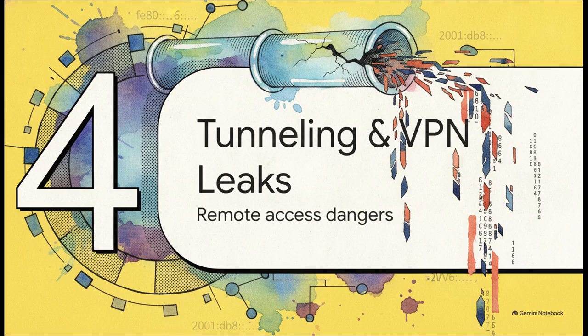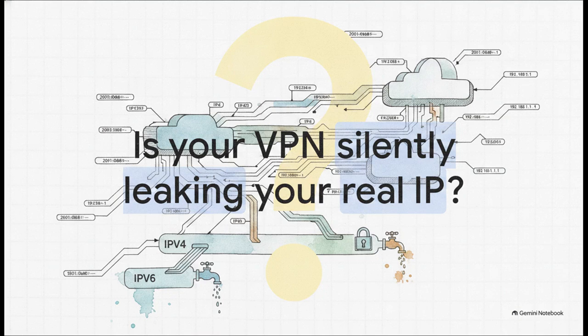On to Section 4, tunneling and VPN data leaks. These are the real remote access dangers. Stepping outside the local network for a minute, this is easily one of the most dangerous blind spots for remote work. I really want every IT pro managing remote access to ask themselves right now, is your VPN silently leaking your real IP address? Because honestly, if you're only explicitly securing IPv4 traffic, the answer is probably yes.